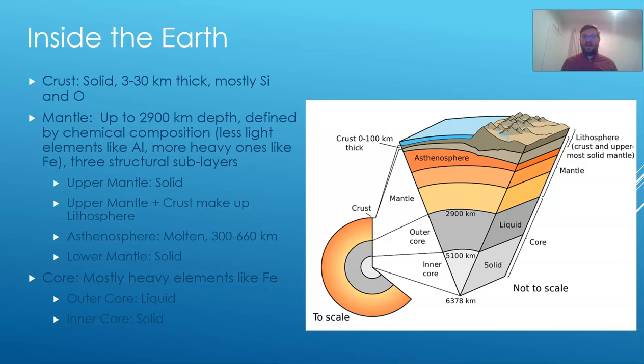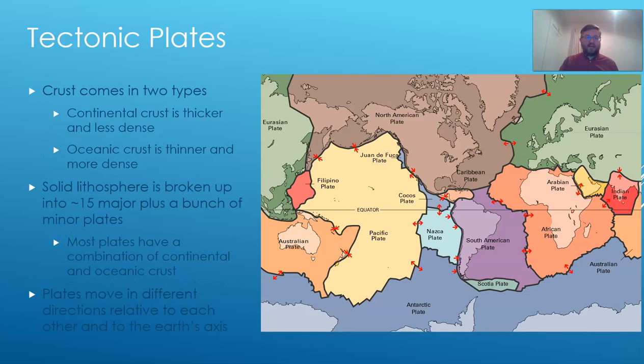And for plate tectonics, most of the action is happening between the lithosphere and the asthenosphere. Those are the two layers that we're going to be most interested in talking about plate tectonics.